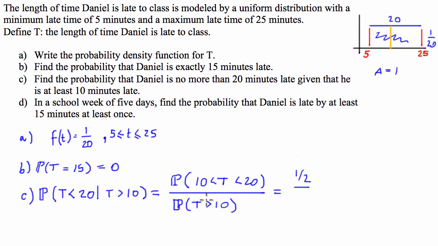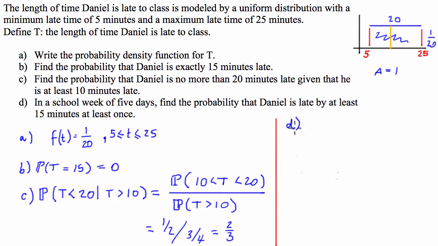And the probability that he is more than 10 minutes late is 15 over 20, or 3 over 4. Now 1 over 2 divided by 3 over 4 is going to be equal to 2 over 3.